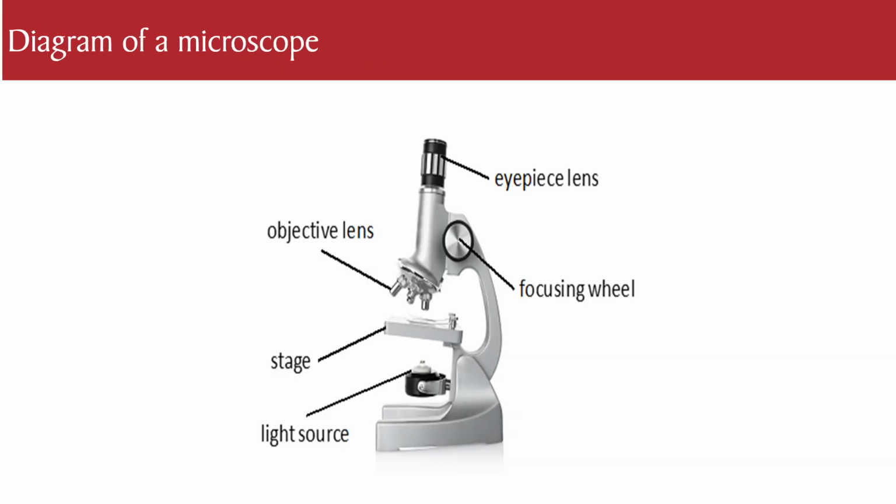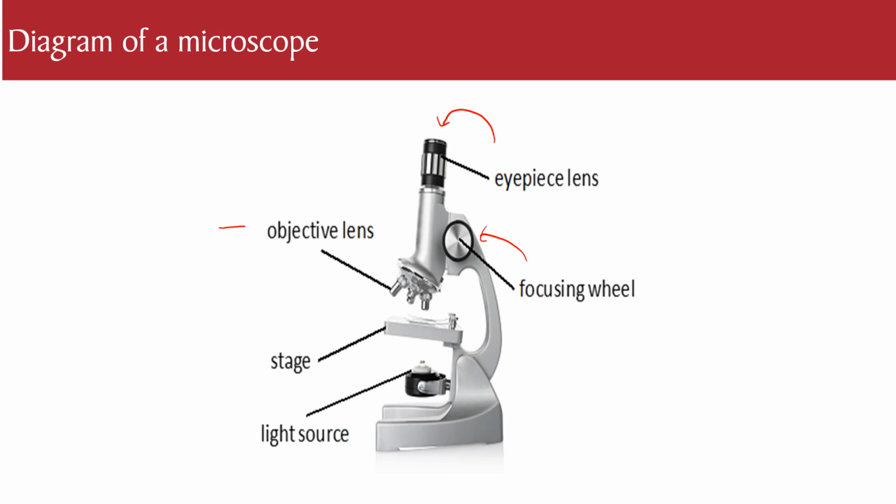Now, onto microscopes. What we've got here is a very basic microscope, and we've only got 5 little labels on it. So we've got the eyepiece lens, which is obviously what you look down. We've got the focusing wheel, which sometimes you'll have as a coarse focus and a fine focus. Coarse focus is to get it approximately right. A fine focus is then to get it accurately right.